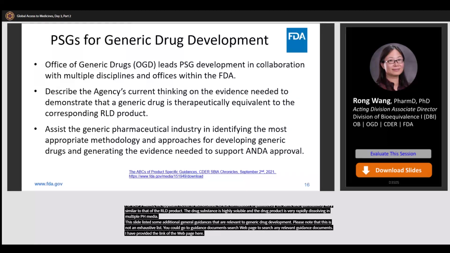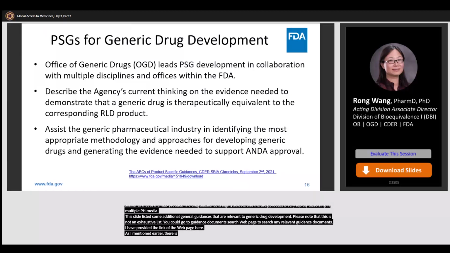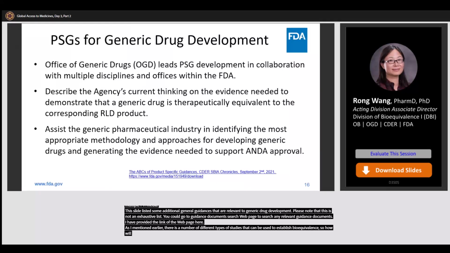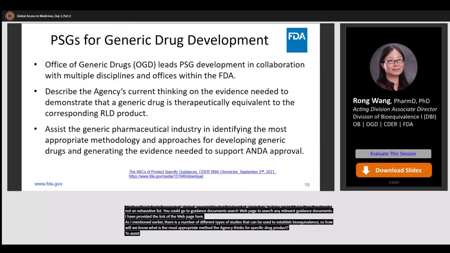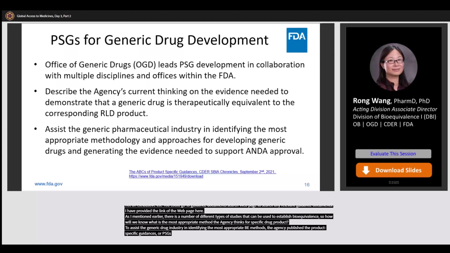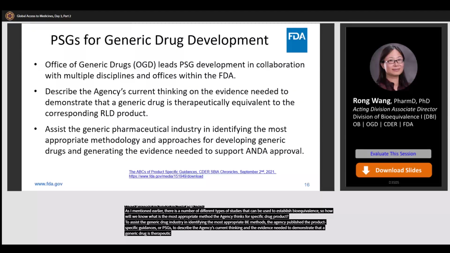As I mentioned earlier, there are a number of different types of studies that can be used to establish bioequivalence. So how will we know what is the most appropriate method the agency thinks for a specific drug product? To assist the generic drug industry in identifying the most appropriate BE methods, the agency published the product-specific guidances, or PSGs, to describe the agency's current thinking on the evidence needed to demonstrate that a generic drug is therapeutically equivalent to the corresponding RLD product.